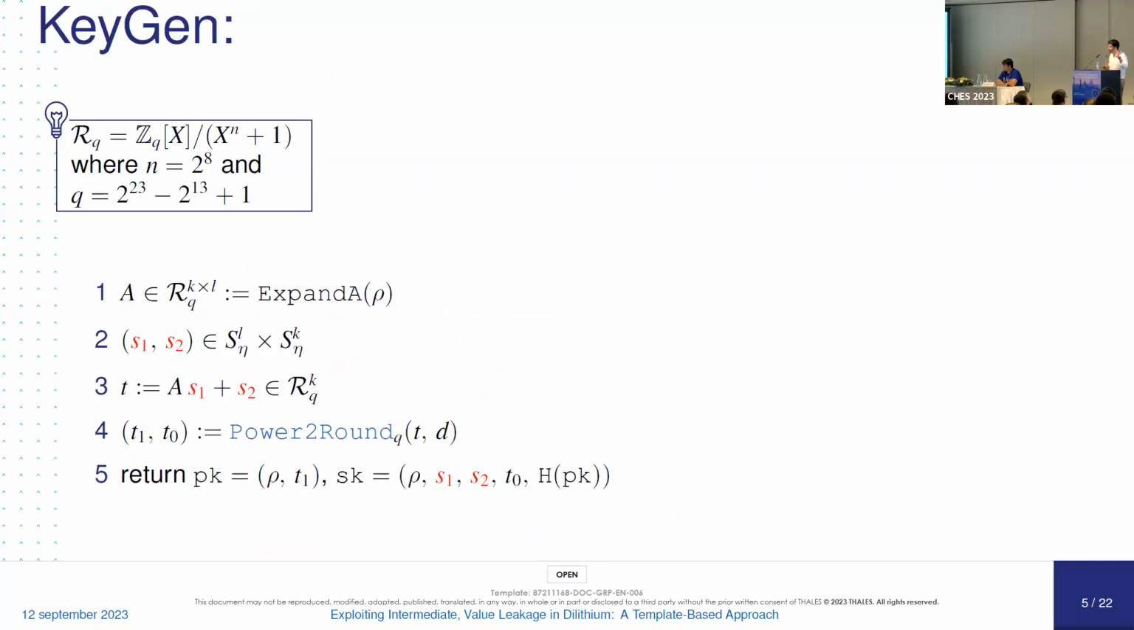So before presenting the three main algorithms in Dilithium, here we will be working with this ring, where elements are polynomials with degree less than n, and where coefficients are taken modulo this prime number q. Now, for the key generation algorithm, we first start by sampling a public matrix A together with two small secrets S1 and S2.